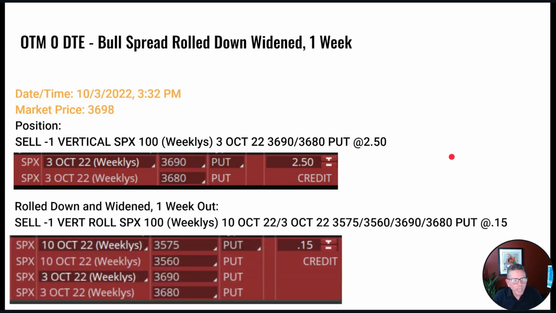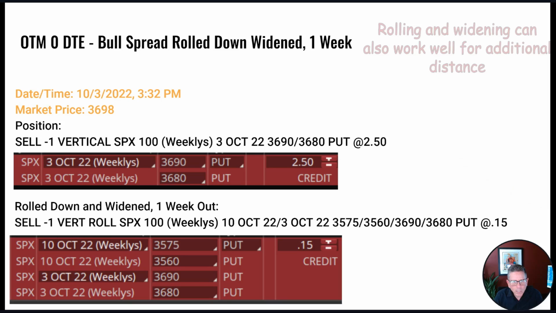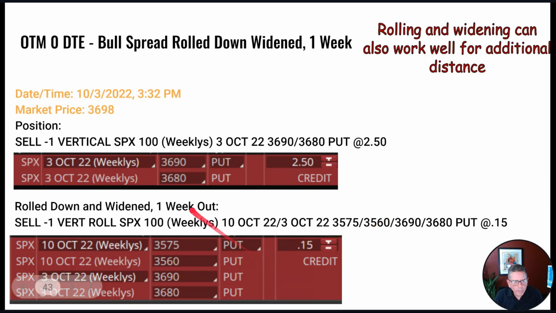Let's see here. So we have a bull spread, rolled down, widened 1 week. It's a widened position. You get a 15-cent roll on here. And again, it'll give you better distance and move it out quite a bit.